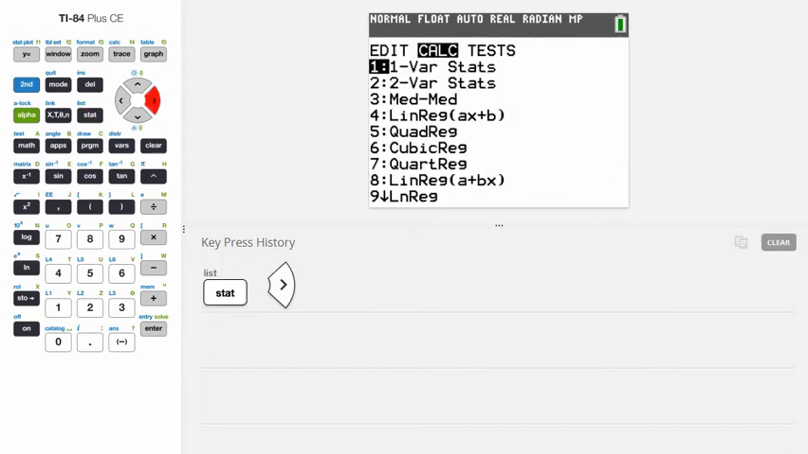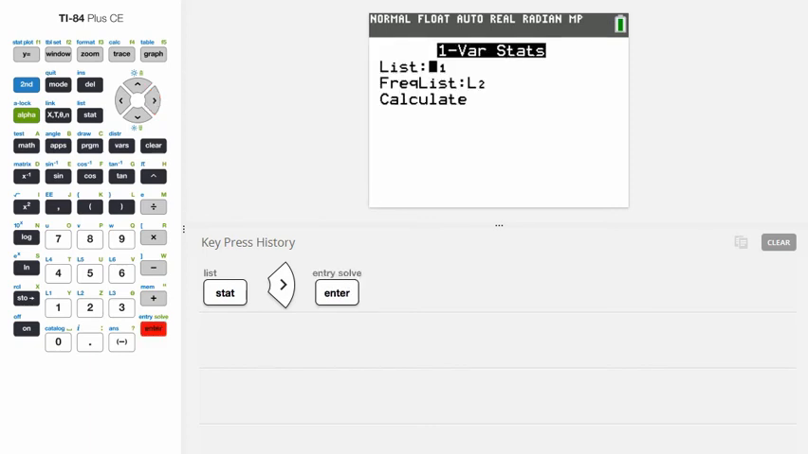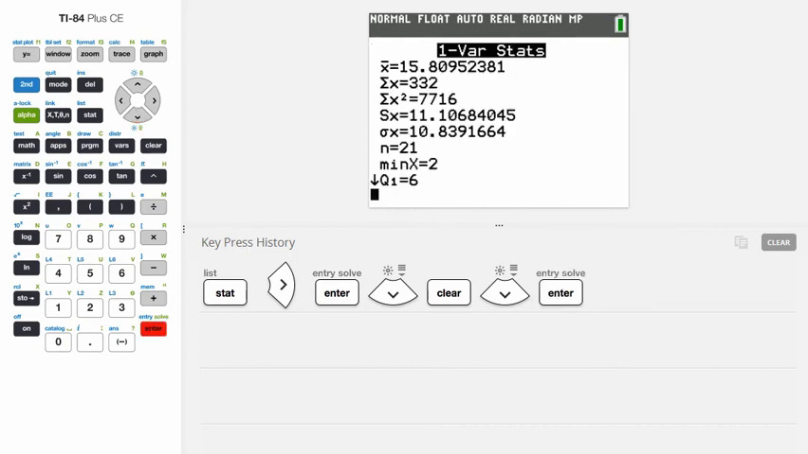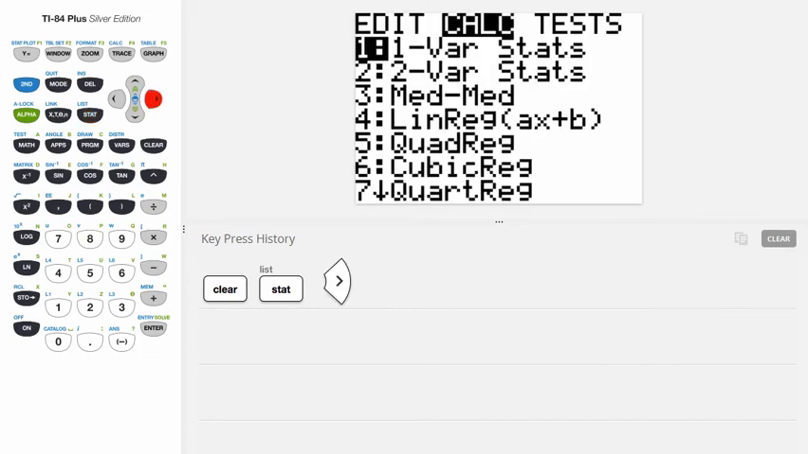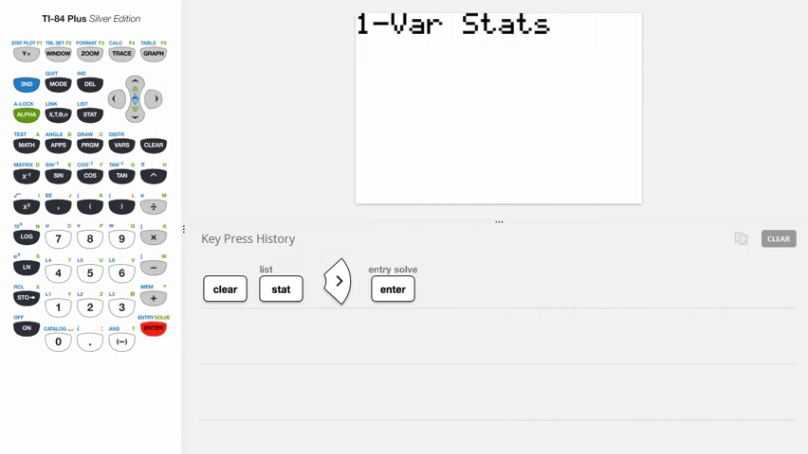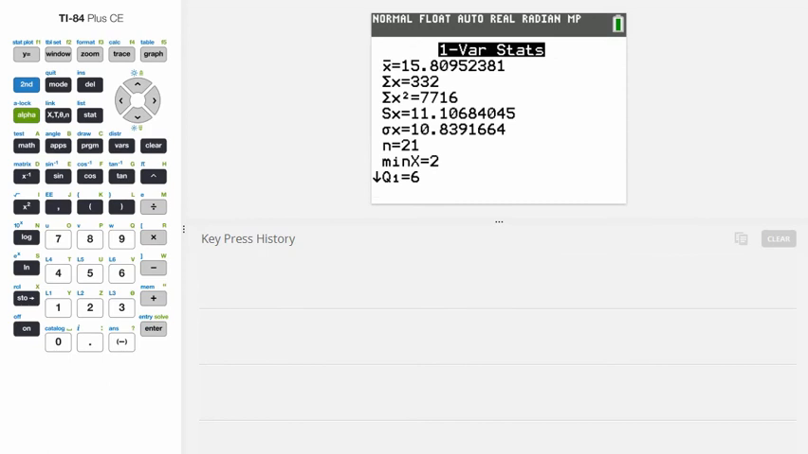Stat, arrow over to Calc, 1-Var Stats, enter. Some of you will see this screen, List, Frequency List, Calculate. We want to arrow down to the frequency list, clear, arrow down so that Calculate is highlighted, and enter. Others of you will see, when you have Stat Calc, 1-Var Stats, enter. You can either press enter or type second, L1, then press enter. Either way, we should have this data with the 1-Var Stats.